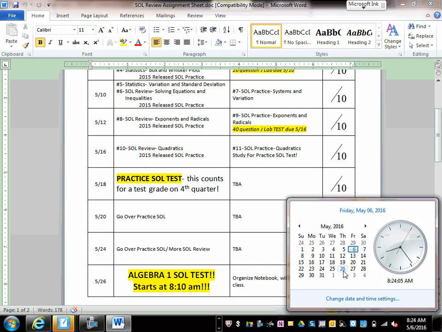Actually, it's not. That's when school starts. That's first block. So the math SOLs are always in the morning, so they will start right at 8:10. Make sure you get there early. So when you get off the bus, put your stuff in your locker and then go straight to your testing location. You will not report here. All right?